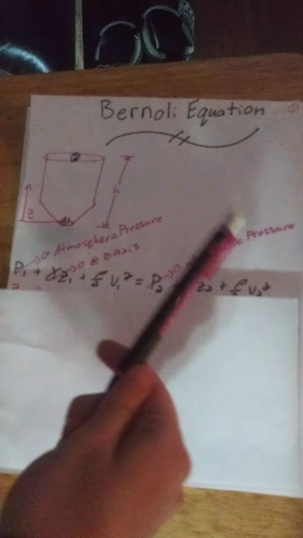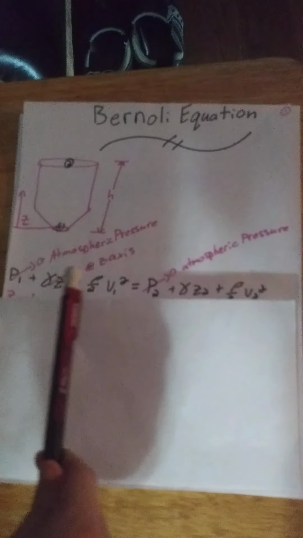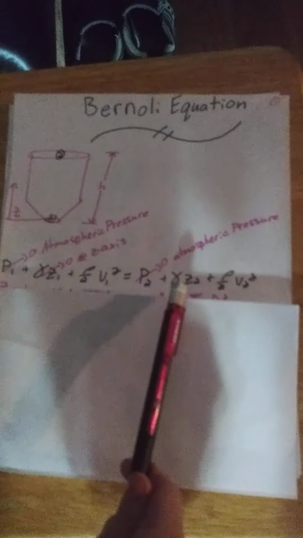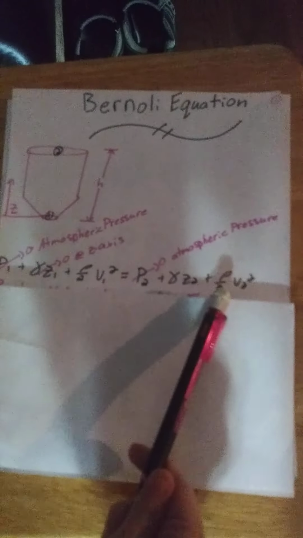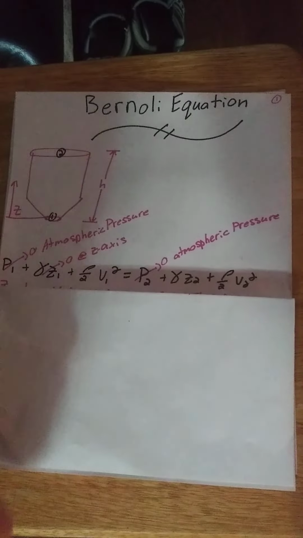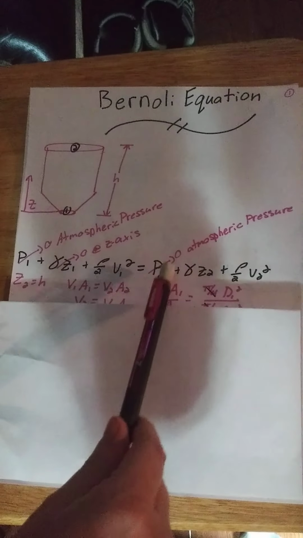So today we're talking about the accuracy of the Bernoulli equation. The Bernoulli equation is pressure 1 plus gamma Z1 plus density over 2 velocity 1 squared is equal to pressure 2 plus gamma Z2 plus density over 2 velocity 2 squared, where here's point 1 and here's point 2. We know that pressure 1 and pressure 2 are both atmospheric, so they're 0.